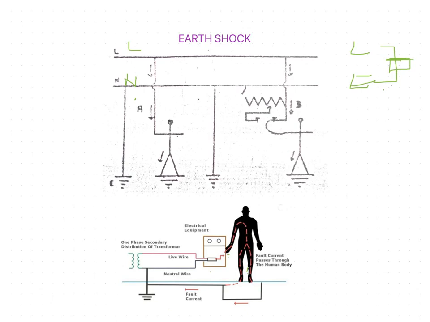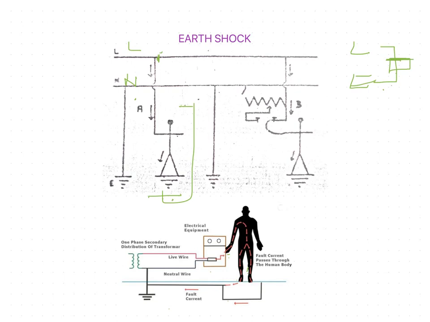The earth forms a part of the conducting pathway, and any connection between the live wire of the mains and earth completes a circuit through which current passes. If a person forms part of this circuit, as this person here does, he receives an earth shock. Thus, an earth shock is liable to occur if any person makes contact with the live wire of the mains while connected to the earth. So this is called an earth shock.